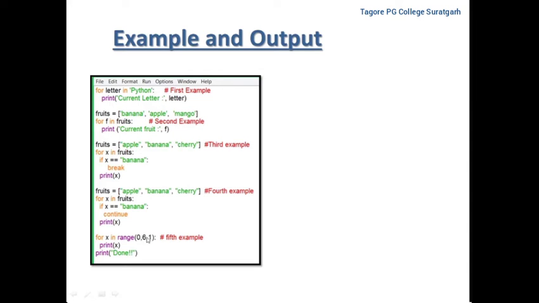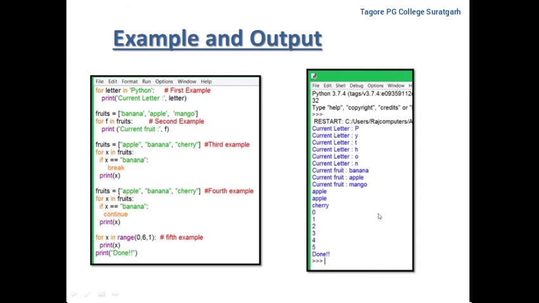The number which we have placed here, it will use minus 1 from that number. So let us see the output here. This is the output, and after that it is done.